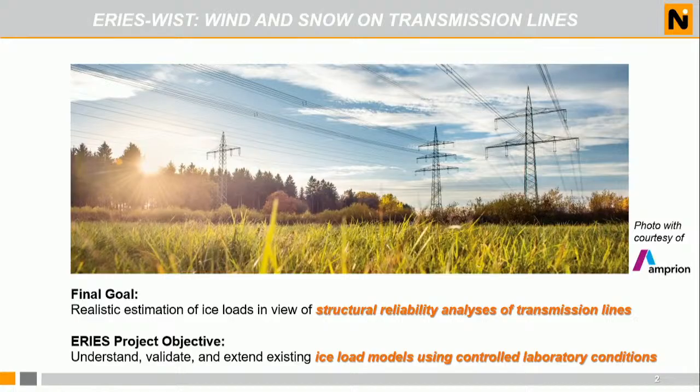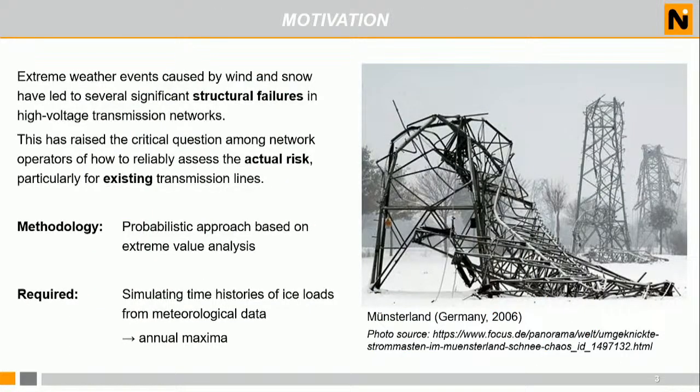So we are talking about transmission lines, and the final goal of the investigation is to be able to have a realistic estimation of ice loads in view of structural reliability analysis of transmission lines. The specific objective of the ERIES project was to better understand, validate, and extend the existing ice load models in laboratory conditions. Why are we doing that?